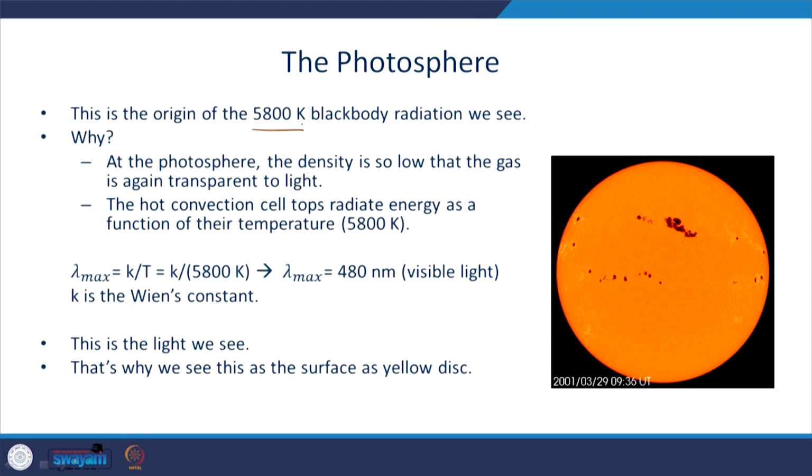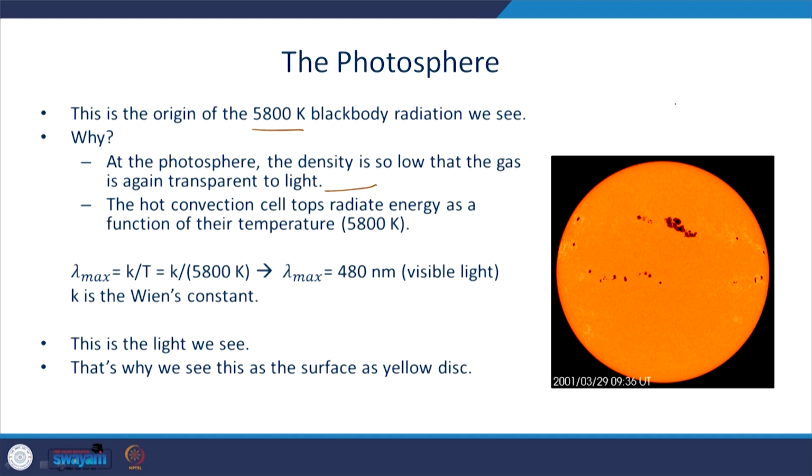So, why is it so? At the photosphere, the density is so low that the gas is again transparent to light. The density is low. I mean, there is energy that is trying to escape, but there is very little amount of matter to be able to come and interact with the energy. Okay. So, the hot convection cell tops radiate the energy as a function of their temperature.